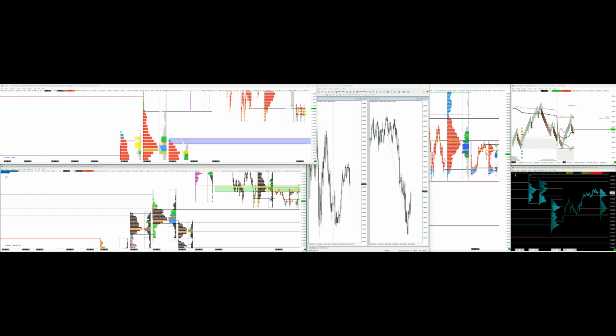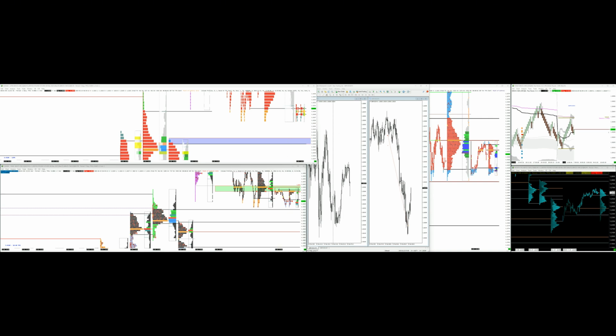Let me just get my pen one second. A lot of liquidity sat here. Stops here, all along this trend line, liquidity here. So lots of stops here. So that was another confluence for me to get short.